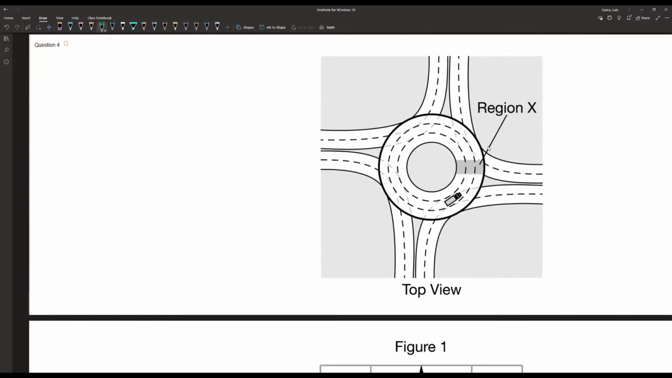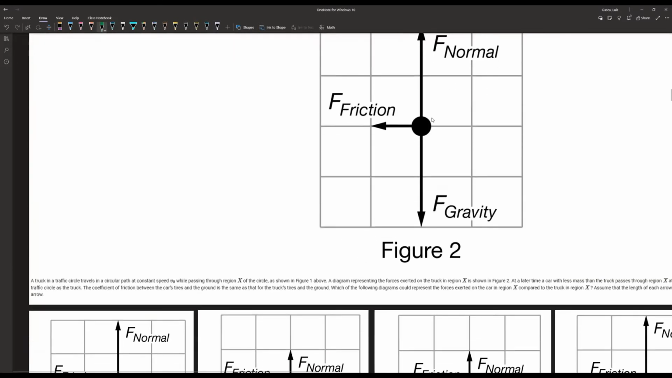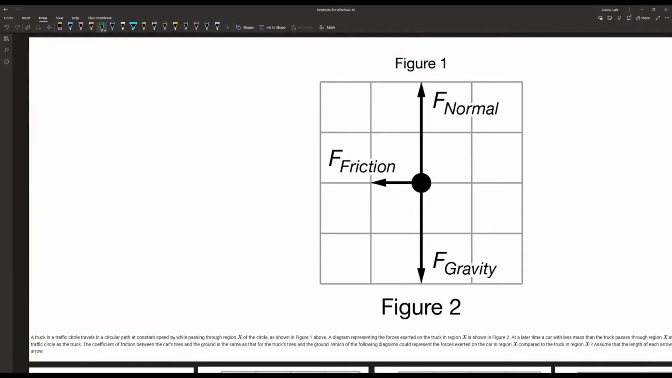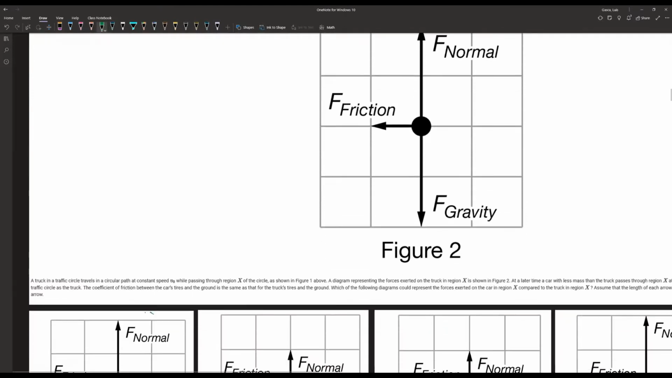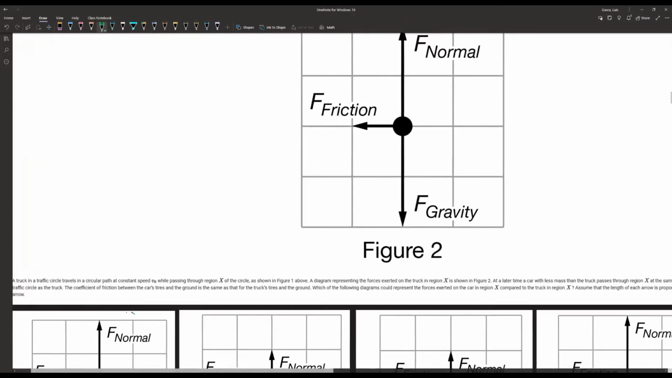Okay. The next question is a little difficult to show all at once, so we're going to have to rely on AP Classroom to help us out here. And I don't know where my scroll bar went. Okay, so we're going to be looking at a region X in some kind of roundabout situation or highway interchange. So they say, where are my, it's kind of hard to see my, okay.